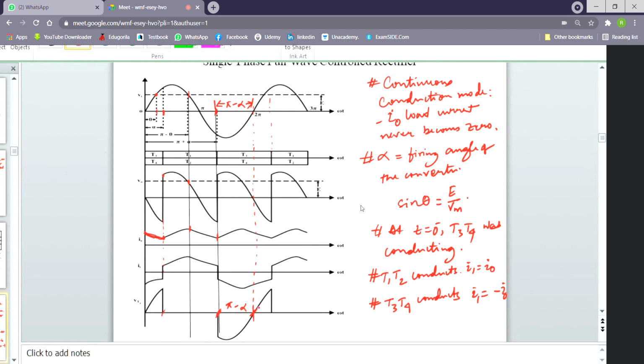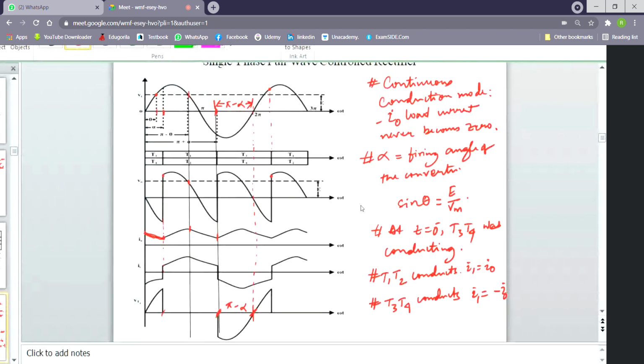When the supply voltage starts to increase at this position, the thyristors become forward biased, but they are fired only after we give the gate pulse at a certain firing angle. From here onwards, again we are getting the output. I hope you have understood the waveforms.